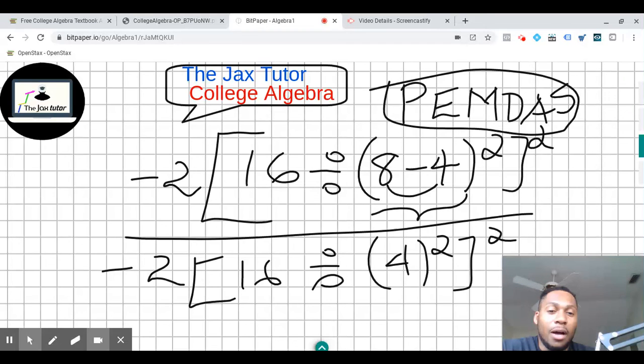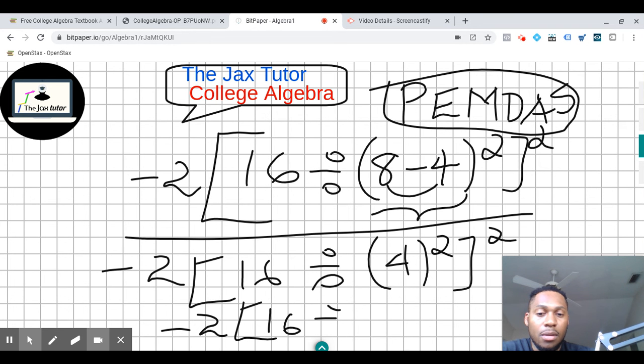Now, we still have some more parenthesis stuff to deal with. -2, 16 divided by 4 squared. What is 4 squared? 16. So we could either write this again or just put 16 here. What's 4 squared is 16.